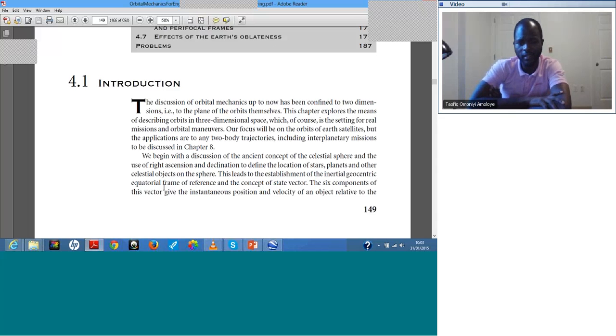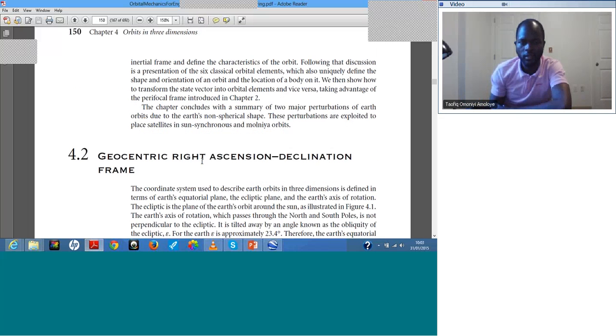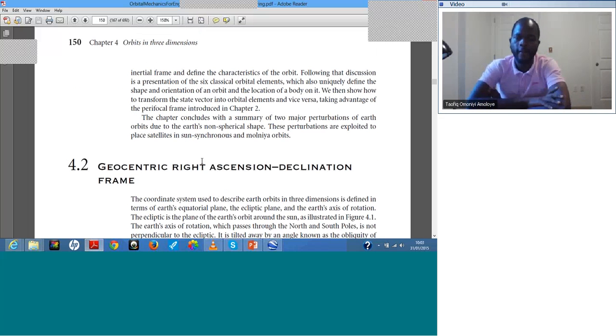In AAE 313, we got familiar with state vectors, and we said the state vectors are just the position, velocity, and acceleration vectors. So we move on. The 6 components of this vector give the instantaneous position and velocity of an object relative to the inertial frame, and define the characteristics of the orbit.